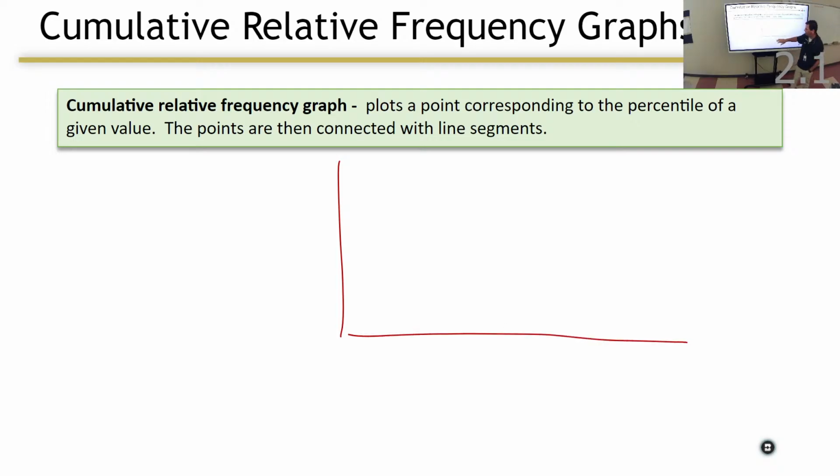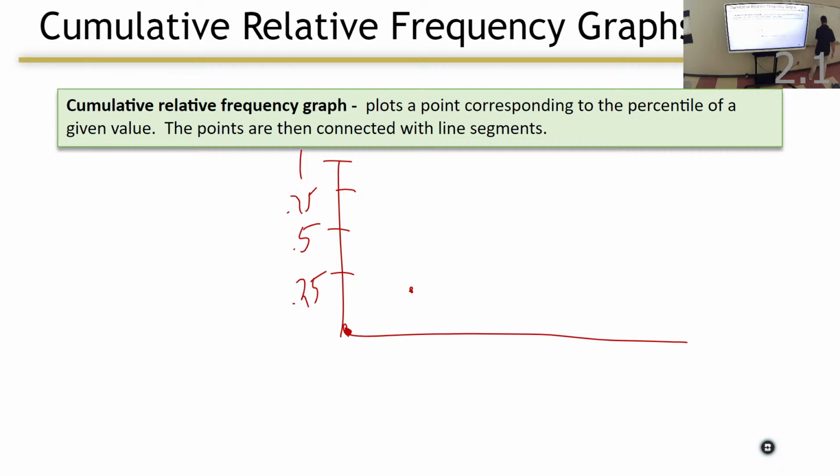Whatever these numbers are here, 1, 0.5, 0.25, 0.75, it plots the point corresponding to the percentile of the given value. We're going to connect them. So whatever we decide to go here, we always start at 0, right? And at some point, we'll have a point. It'd be whatever percentile that is.